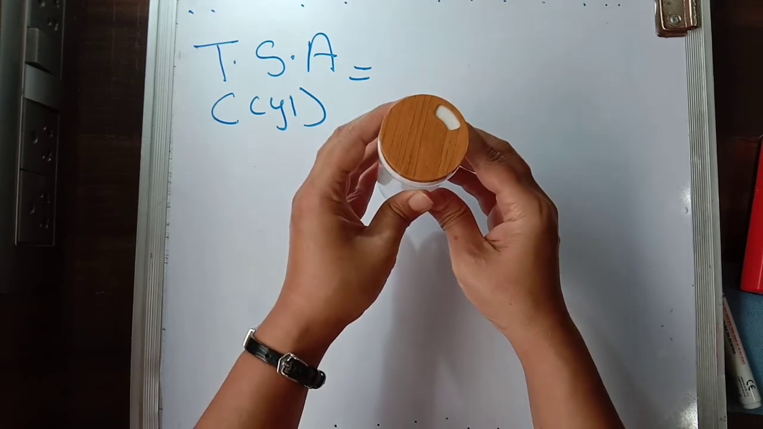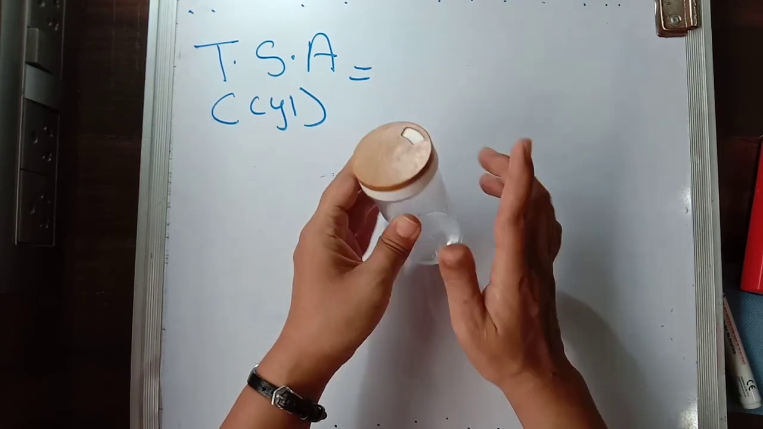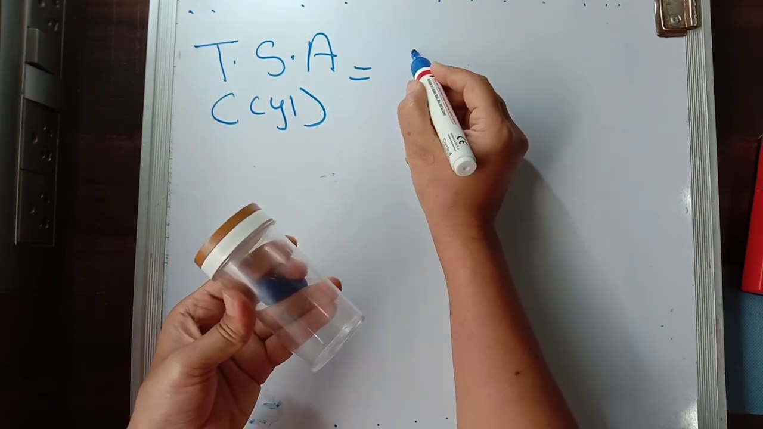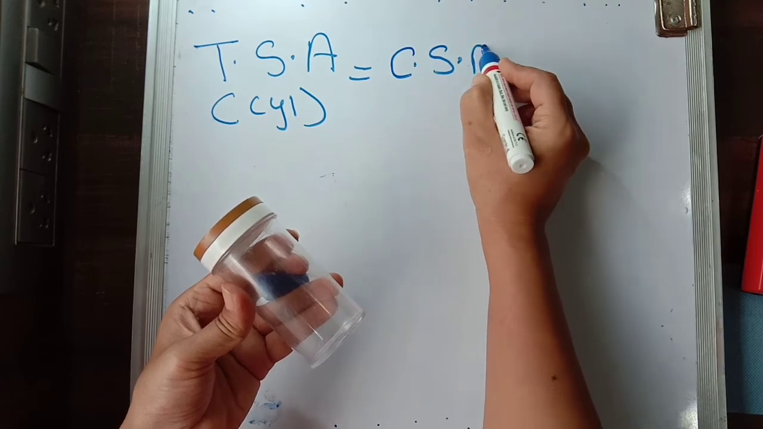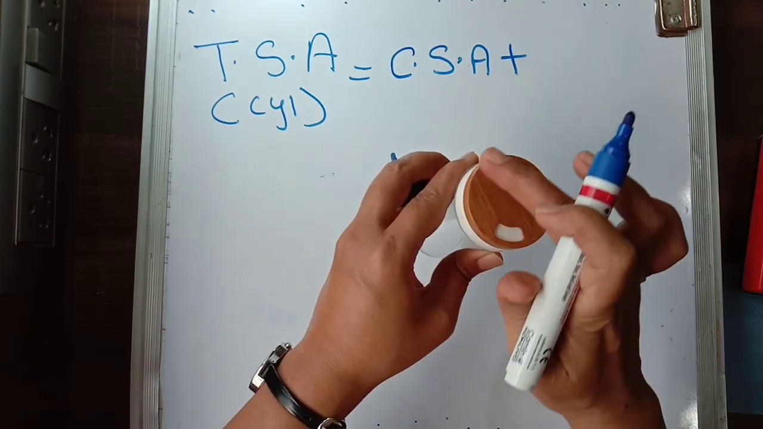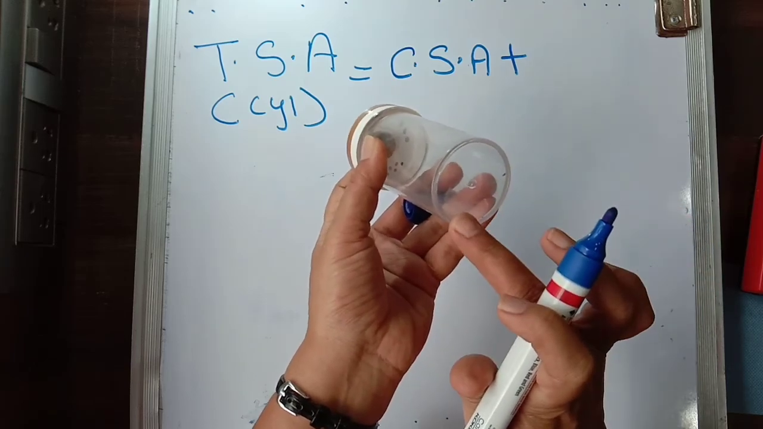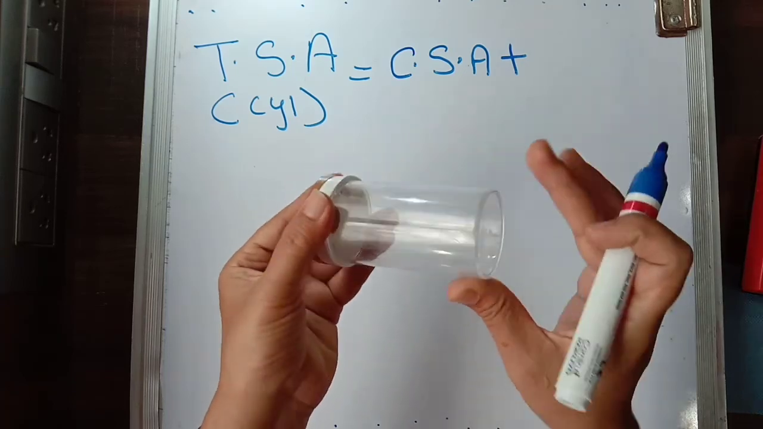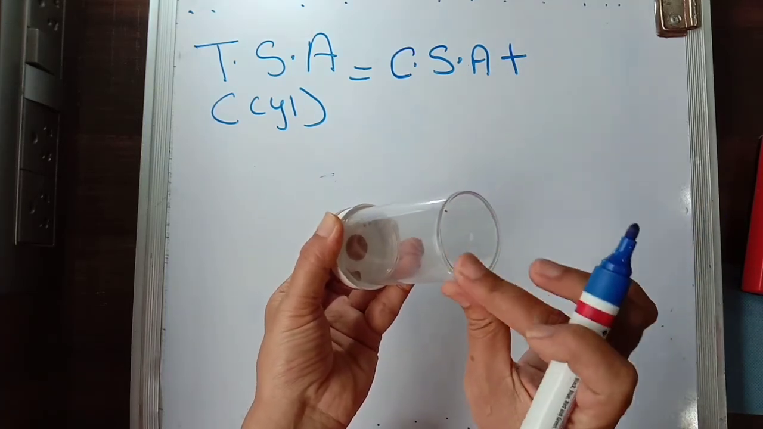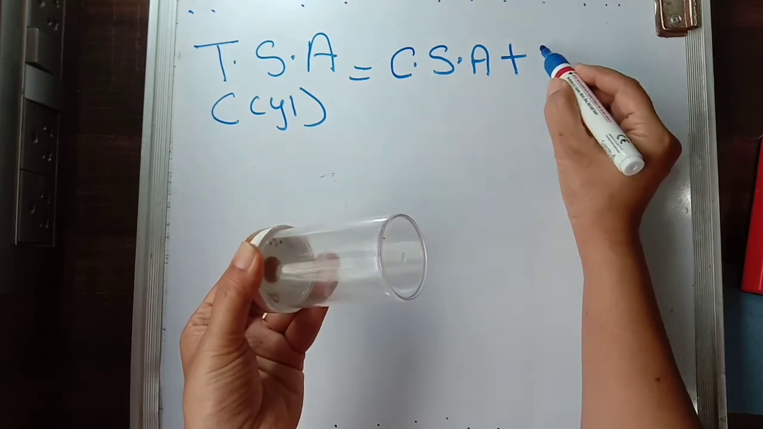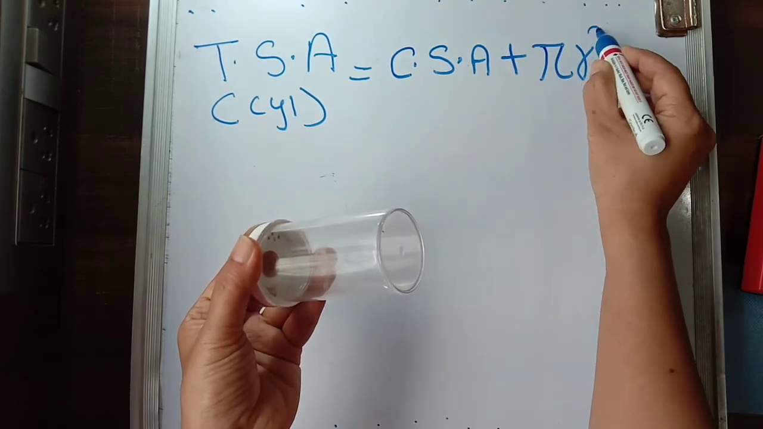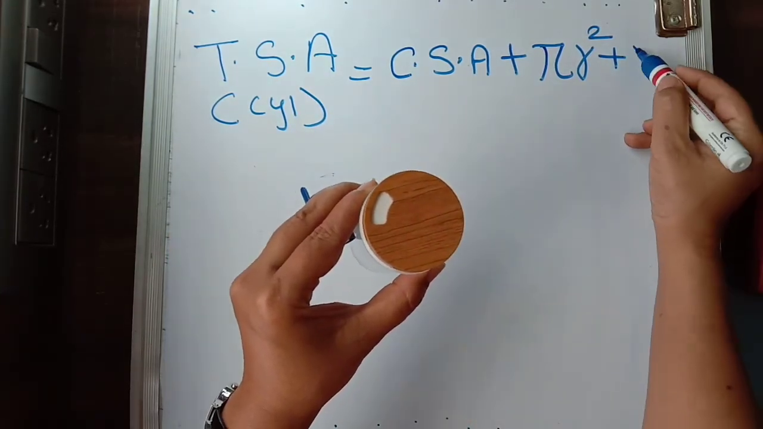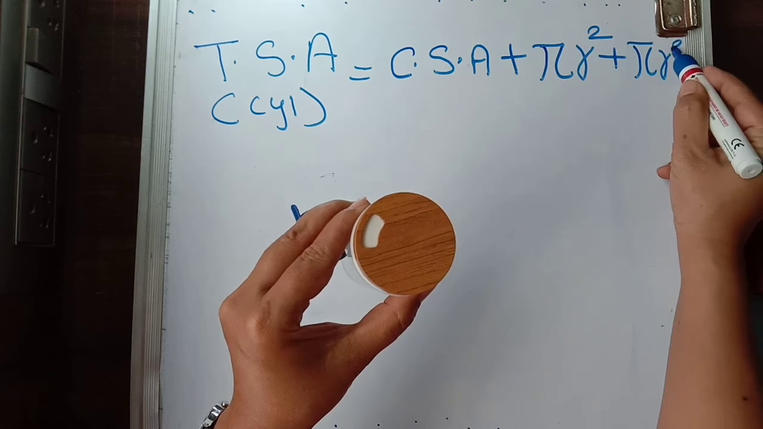So the total surface area of the cylinder is formed by, first, this curved surface area, plus the area of this shape as well as the area of this shape. We have to cover both, then we will get the total surface area of this cylinder. And what is this shape? It is a circle, isn't it? What is the area of the circle? It is given by pi r square, plus this is also a circle. The area of this circle is also given by pi r square.